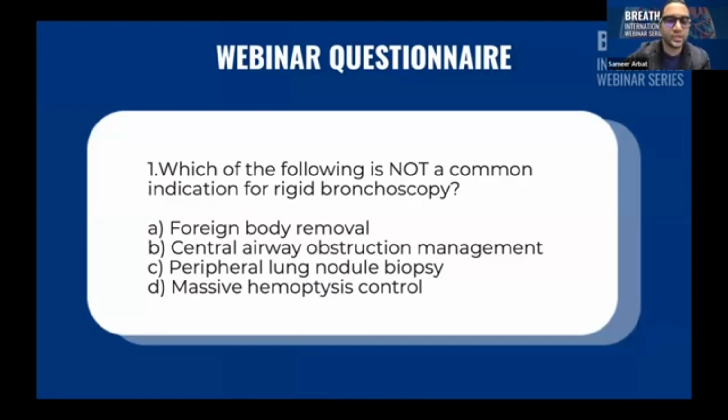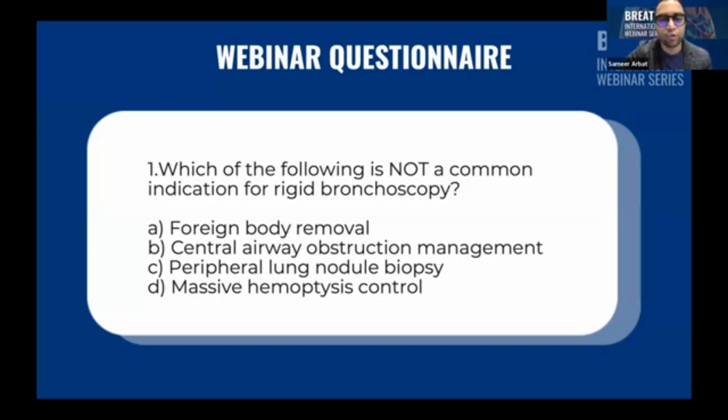This is question number 1: which of the following is not a common indication for rigid bronchoscopy? Is it A, foreign body removal, B, central airway obstruction management, C, peripheral lung nodule biopsy, or D, massive hemoptysis control? The voting pad is on your screen, on your phone or on your laptop, and you can select A, B, C, or D as the correct option. Mind you, you have only one chance to choose, because once you select any of the options, you can't vote again. So just be careful while you select your answer.